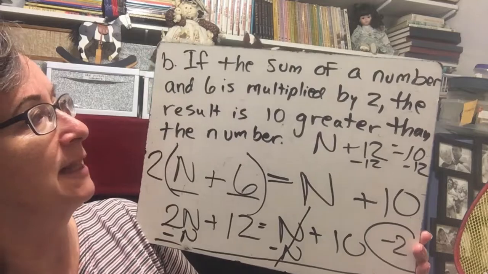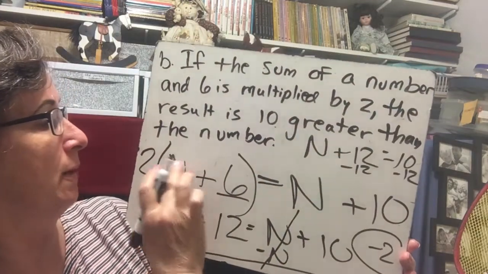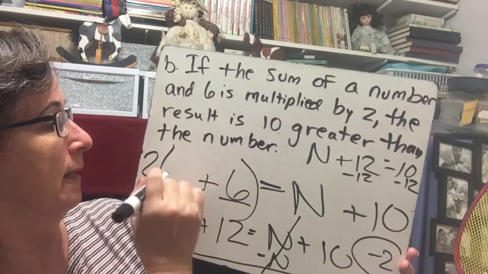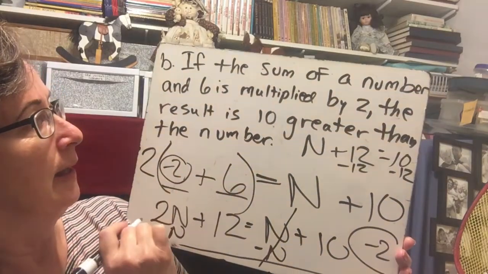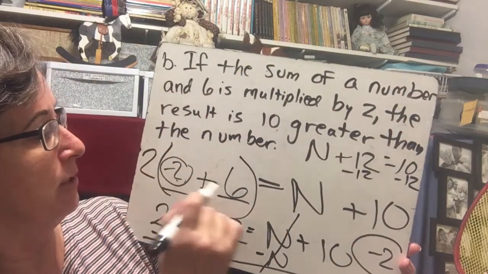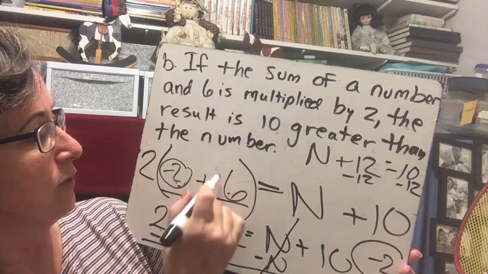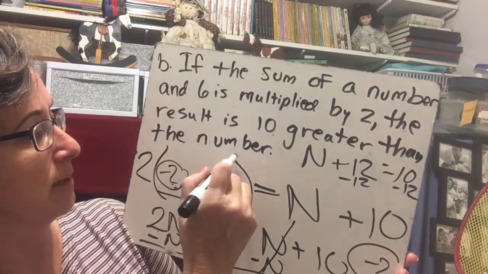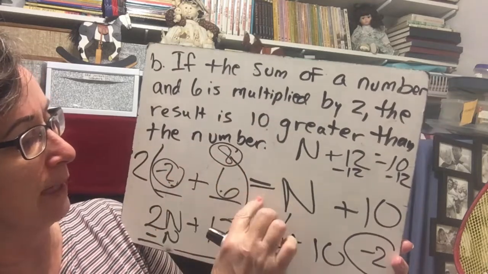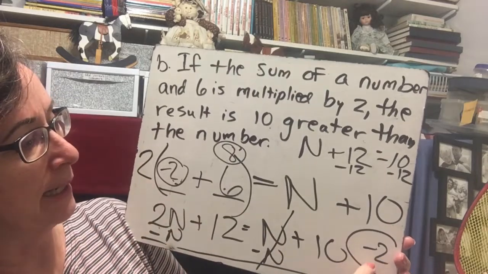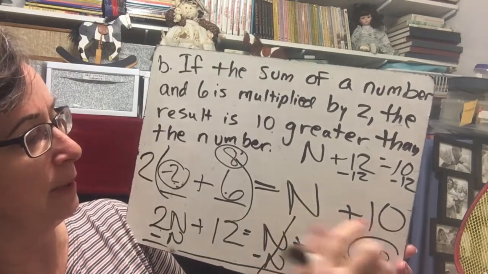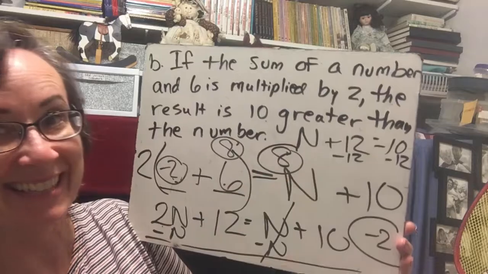Okay, if the sum of a number, so this right here is going to be negative 2, isn't it? Is multiplied, so these two added together is 4, times 2 is 8. So I have 8 on this side of the equal sign. And then I plug in negative 2 right here. Negative 2 plus 10. Don't I have an 8 on the other side? And it works.